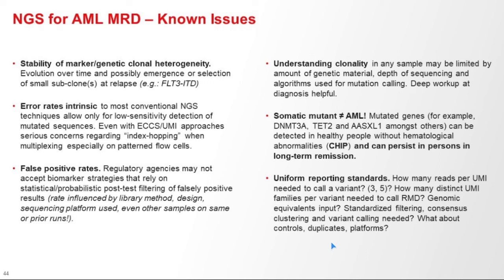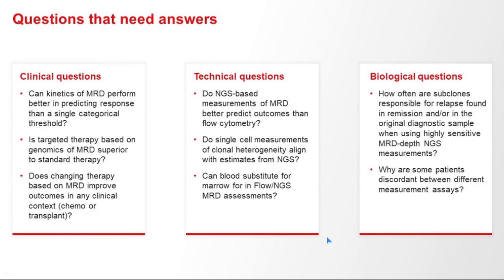Understanding clonality is work that probably will be best done by single cell sequencing techniques. And uniform reporting standards, right? We haven't come to a standard yet on how many reads you really need to call a variant. We really don't have standardized filtering systems for variant calls. And the industry is still unsettled on how many controls you need, how many duplicates, and whether those will vary from platform to platform.